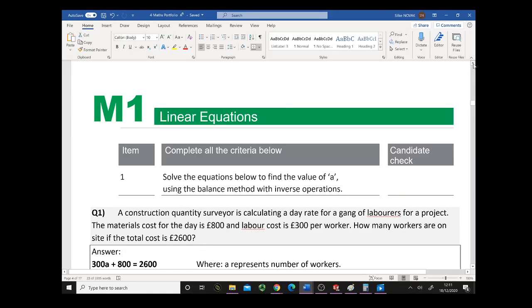Hi there, just looking at the linear equations maths portfolio for students working on equations I've given them to solve. So I hope this helps, and hope it makes sense.